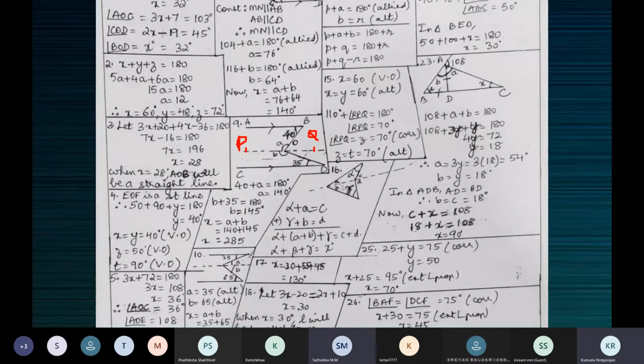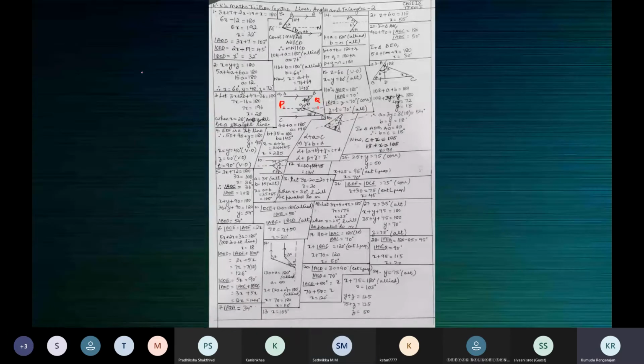AB and PQ are the parallel lines, while BO is the transversal. Okay, AB and PQ are the parallel lines, and BO is a transversal. What is a transversal? Why do you call BO the transversal to AB and PQ? Because it's intersecting both the lines. Yeah, because it intersects both the lines.